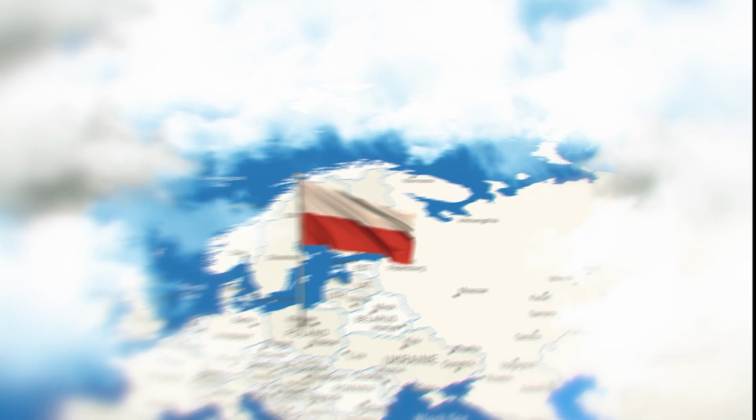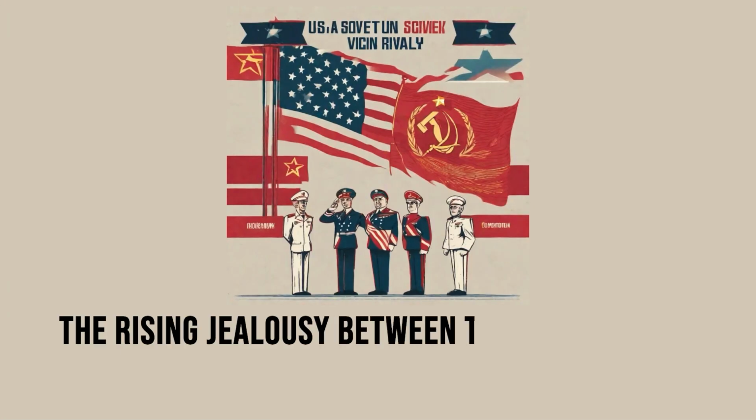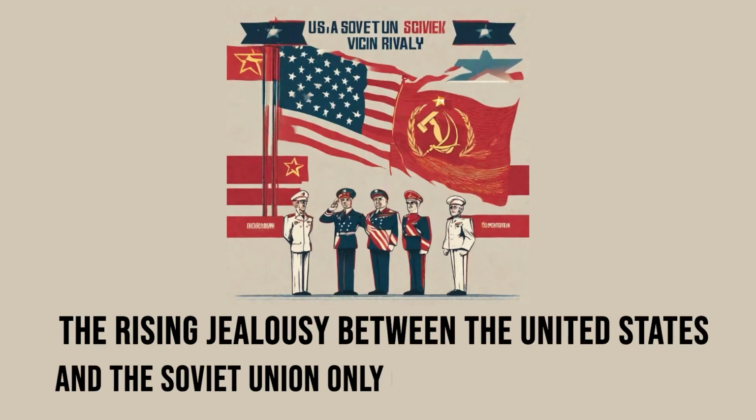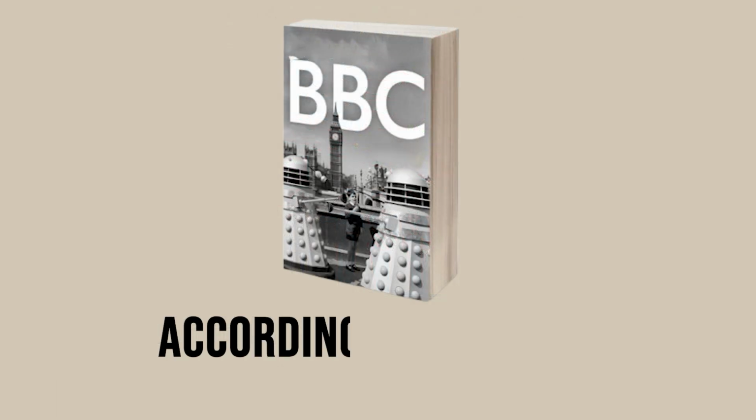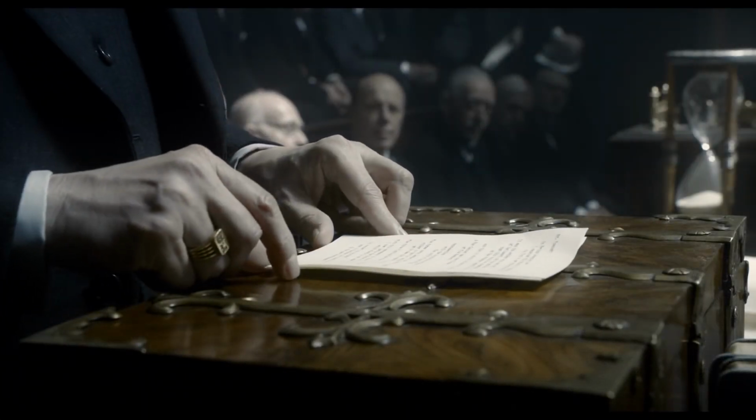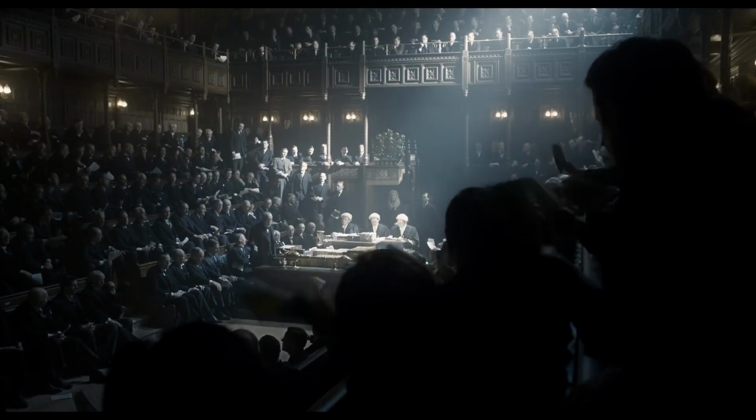Their partnership broke down, and the Cold War began as a result of escalating tensions, especially over post-war concerns such as Poland's destiny. The rising jealousy between the United States and the Soviet Union only grew after World War II, according to a BBC story, which led British Prime Minister Winston Churchill to famously declare in 1946 that an Iron Curtain was descending across Europe. The Cold War officially began with this.